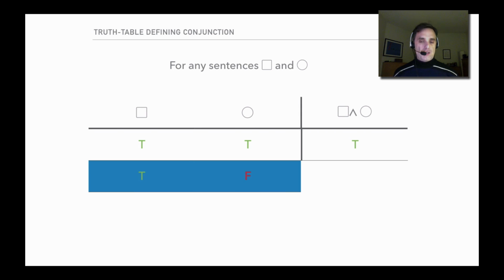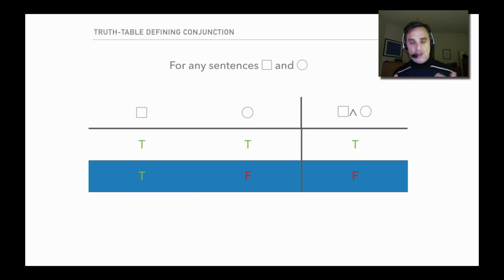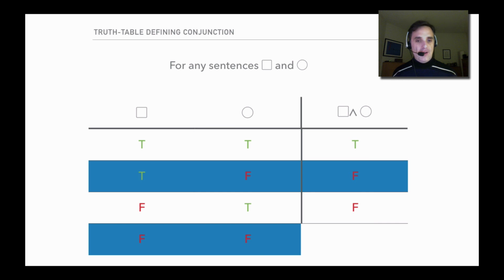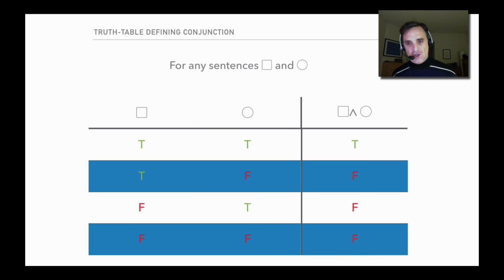What about if box is true and circle is false? Then the conjunction is false because the conjunction says they're both true, and they aren't both true. What about if box is false and circle is true? Same thing, the whole thing is false because it says they're both true and they aren't. And finally, if they're both false, then of course the conjunction is false. So the conjunction has a pretty straightforward truth value. It's true when they're both true, and it's false when either one or both of its components is false.